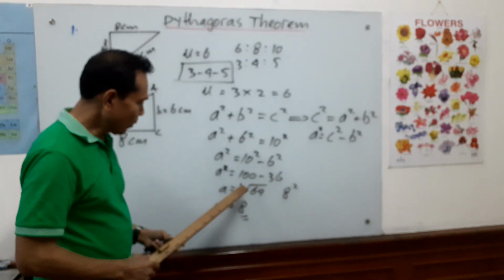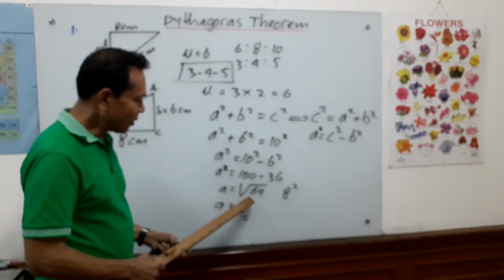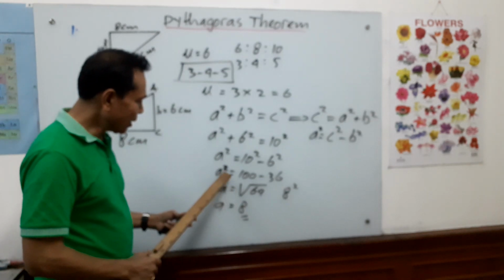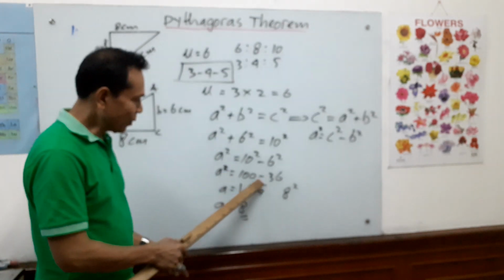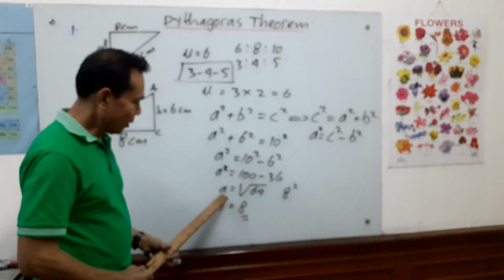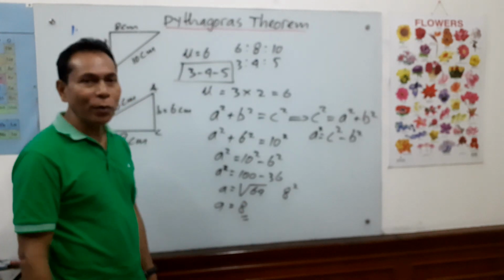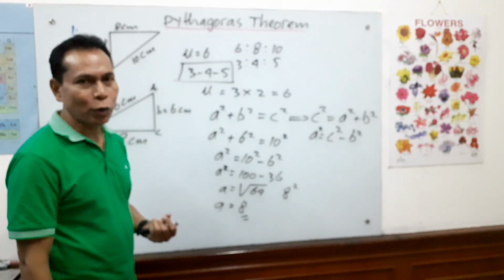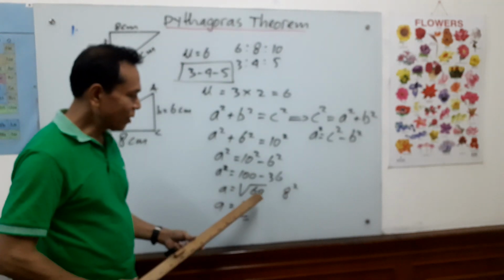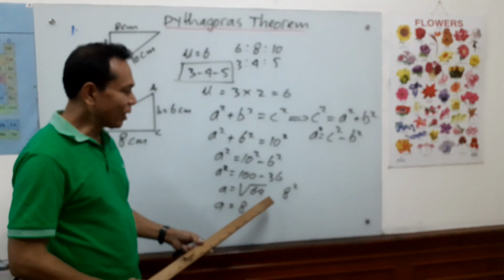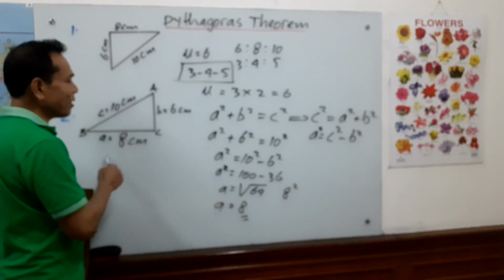100 minus 36 is 64. Now we want to dismiss this square here, so we put the number under square root. So a equals square root 64. Now we know that square root 64 is a perfect square. It comes from 8 square. 8 square is 64, so square root 64 is 8. So a equals 8 centimeters.